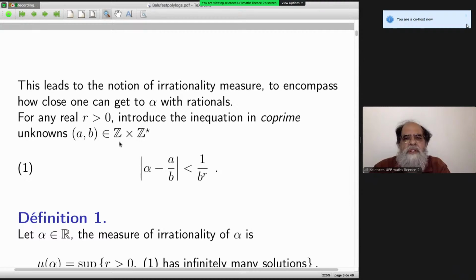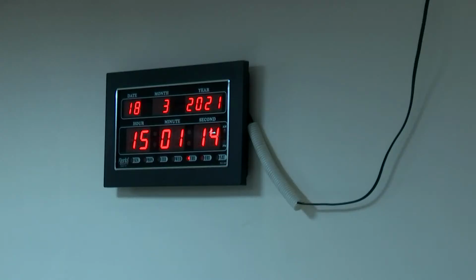And you have an easy definition. You introduce the following inequality: alpha minus a over b less than 1 over b to some power, whatever the number, so just r. And you want to know whether such an inequality has infinitely many solutions or not. The measure is the largest value for which you still have infinitely many solutions. This is a measure of irrationality. So what do you know about the measure?